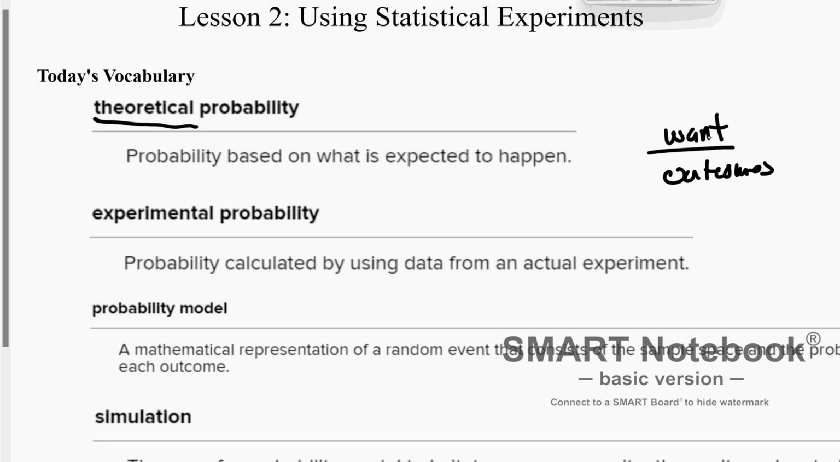Experimental probability is actually flipping the coin and seeing what you get, right? So flipping the coin and gets heads. If I get heads and I want heads, that'd be 1 out of 1. I flip the coin again, I get heads again, that would be a 2 out of 2. I flip the coin a third time, I get tails, that'd be a 2 out of 3, right? So experimental is actually doing the experiment, actually flipping the coin or rolling the dice or drawing a card or whatever you have.